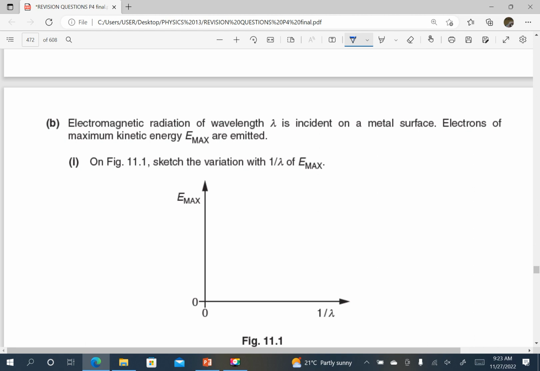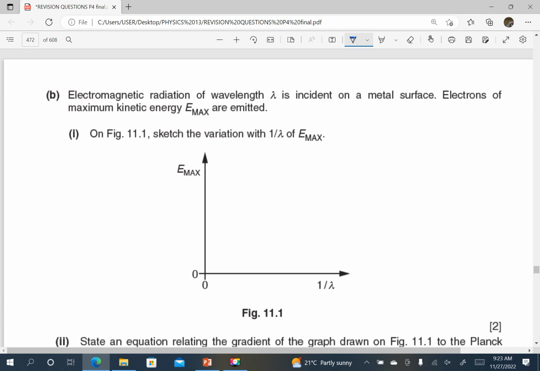Electromagnetic radiation of wavelength lambda is incident on a metal surface. Electrons of maximum kinetic energy, Emax, are emitted. On the figure, sketch the variation with 1 over lambda of Emax. Of course, from Einstein's photoelectric equation, the energy of the photon is equal to the work function plus Emax. The energy of the photon is going to be hc over lambda. The work function is hc over threshold wavelength, plus Emax.